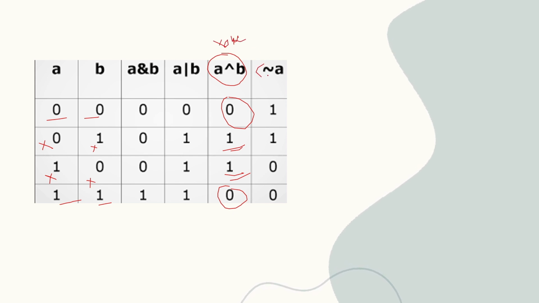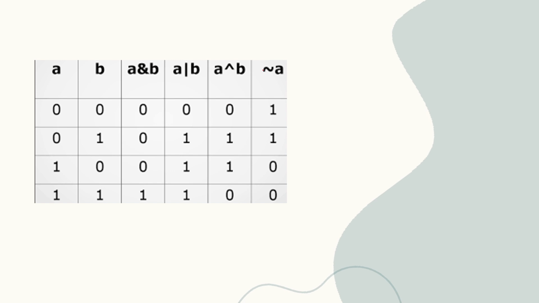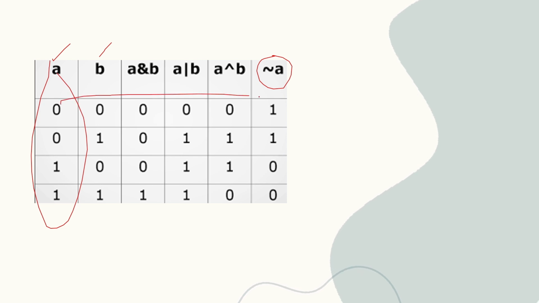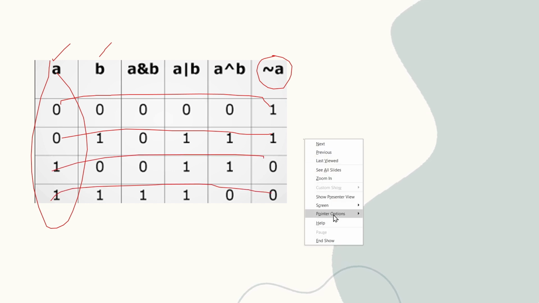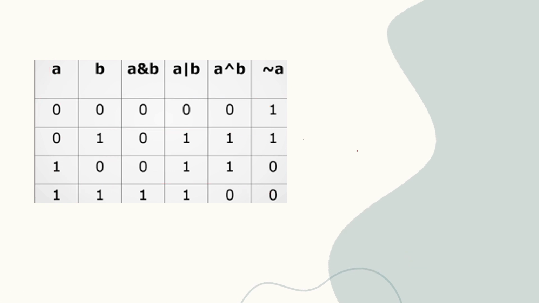Similarly, negation, right? Negation is not applied between any two, because you can apply it either for this or this. Negation of A means this 0 will change to 1 and this 0 will change to 1. This 1 will change to 0. So it's the opposite, right? If it is plus, it's minus. If it is minus, it's plus. Something like that, right? So once again, I'm repeating, very simple.